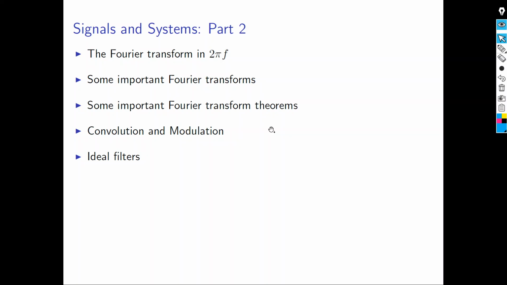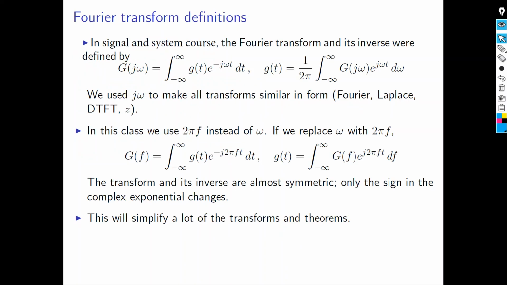So, hi and welcome everybody to the second part of Signal and System, part 2, which is related to Fourier transform. In the first part, we discussed Fourier series analysis. In this part, we will be concentrating mainly on Fourier transform. Some important Fourier transforms will be discussed. Also, some important Fourier transform theorems will be explained, and then convolution and modulation, and finally discuss and explain ideal filters.